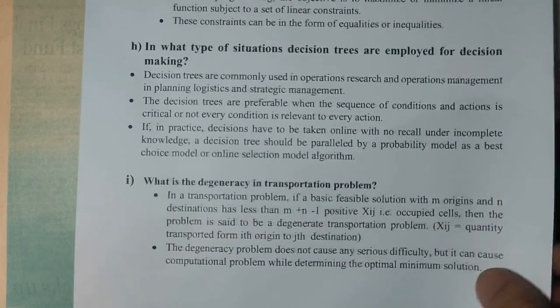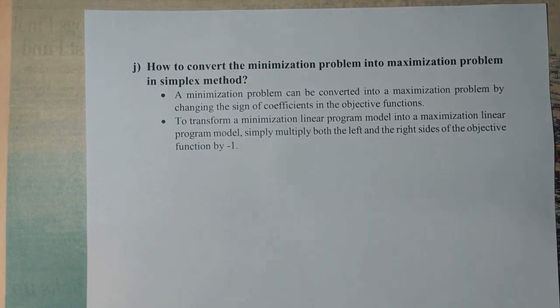The next one is question number 1J. The question is how to convert a minimization problem into a maximization problem in the simplex method. There are only two points. A minimization problem can be converted into a maximization problem by changing the sign of the coefficients in the objective function. The second is to transform a minimization linear program model into a maximization linear program model, simply multiply both the left hand side as well as the right hand side of the objective function by -1.